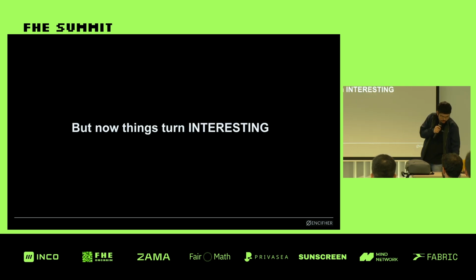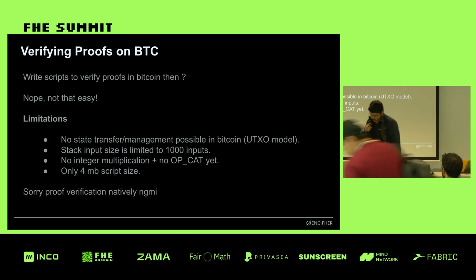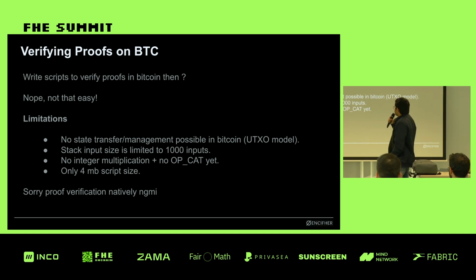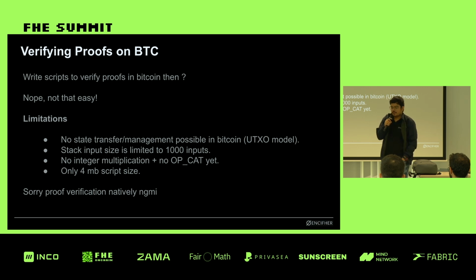So let's take an interesting turn. What we started with is that we wanted to build an FHE rollup on top of Bitcoin, right? So why don't you verify the proof directly on Bitcoin? Let's say you want to build an FHE rollup. Just do the execution off-chain, generate the proof, and verify that particular proof on Bitcoin itself. Easy, right?